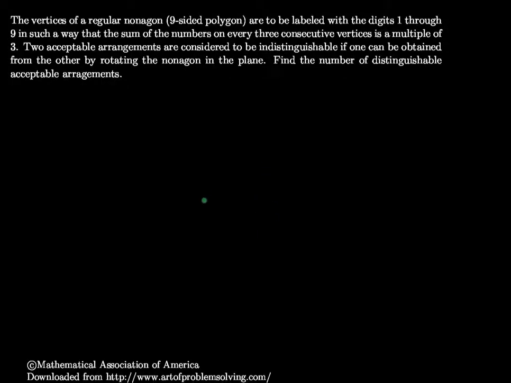Okay, 2011 AIME, this is problem 5 from the AIME 1, and it says the vertices of a regular nonagon, 9-sided polygon, are to be labeled with the digits 1 through 9 in such a way that the sum of the numbers on every 3 consecutive vertices is a multiple of 3. Two acceptable arrangements are considered to be indistinguishable if one can be obtained from the other by rotating the nonagon in the plane. Find the number of distinguishable acceptable arrangements.